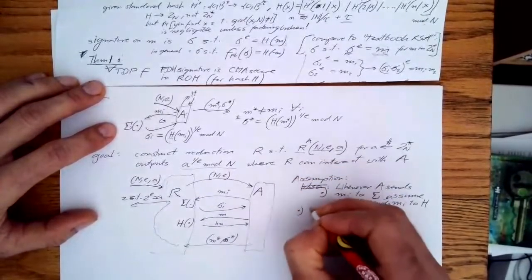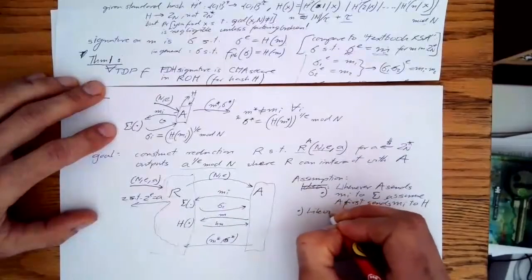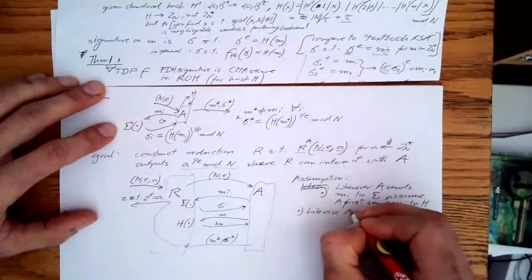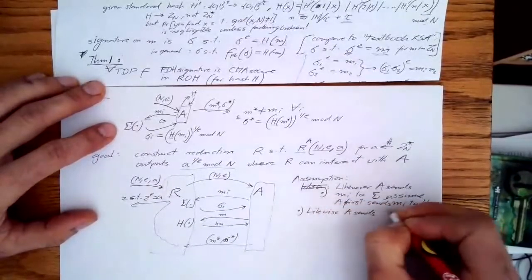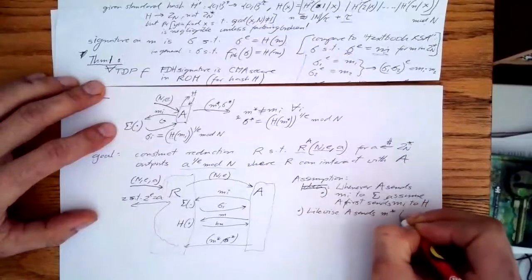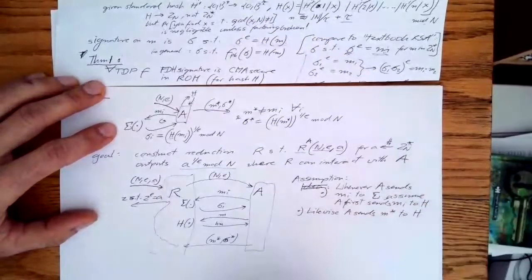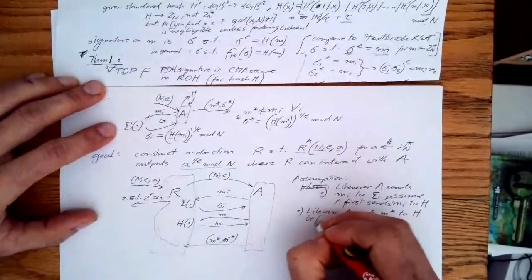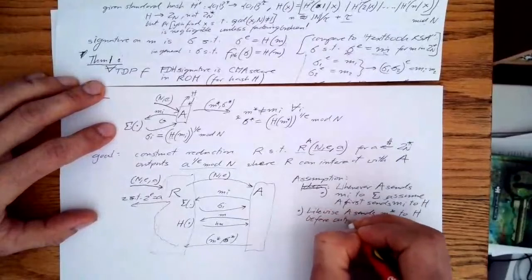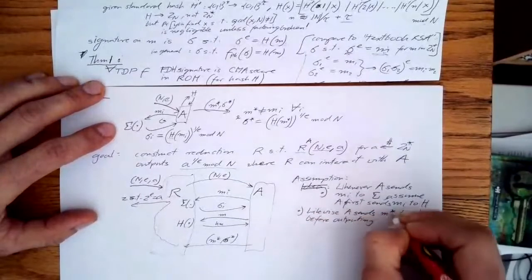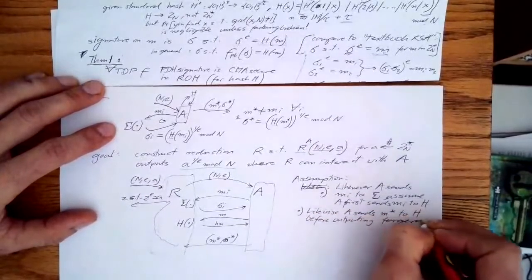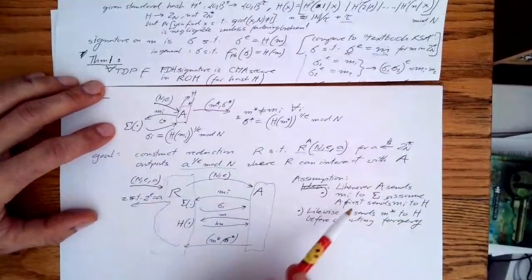and likewise A sends M star to H before outputting forgery. Why can we assume this?